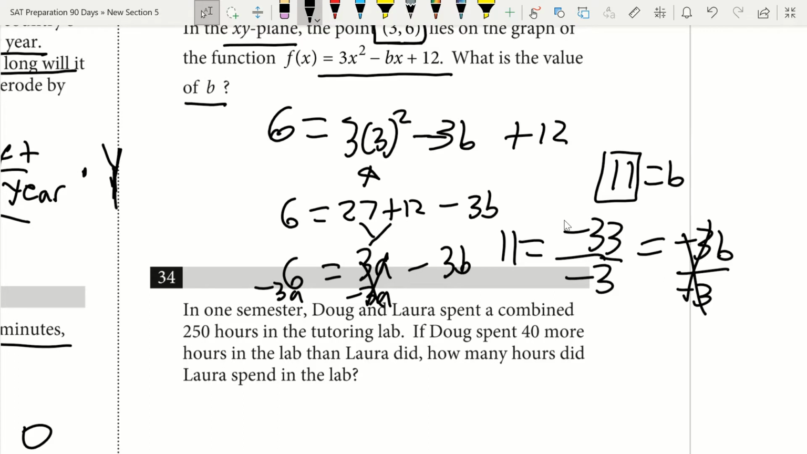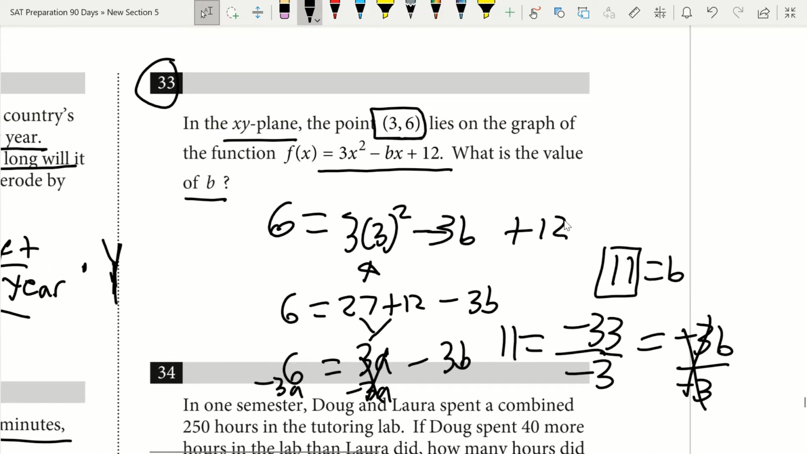So that one, once again, not too difficult of a problem. All we had to do is understand that we were given a point, we were given a function, and we're asked to solve for one of the parts in our function. That means we're going to substitute our points in. Anytime you're given points on the SAT math section, and you're also given an equation and asked to solve for a part of that equation, you're immediately going to want to be thinking to put those points in. So that's something you can put in your notes.